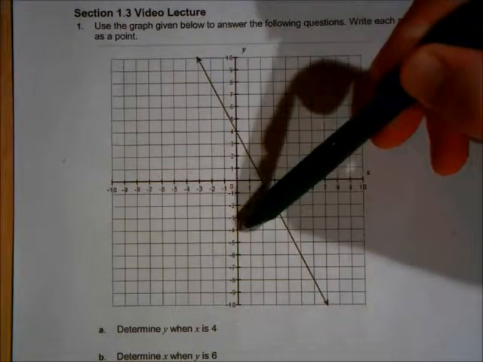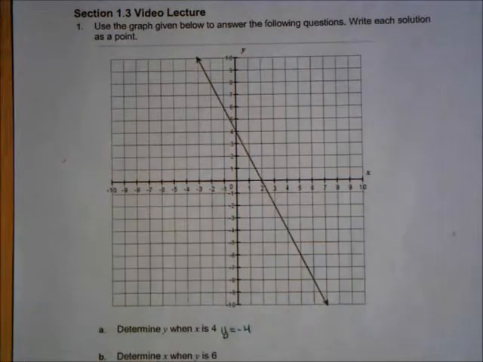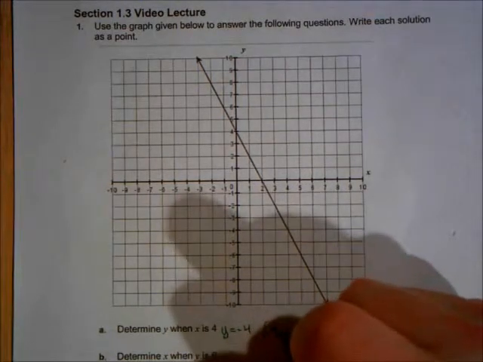But it asks me to write my solution as a point, so I'm going to write it as (4, -4). Remember, we always put the x value first, and then the y value second.